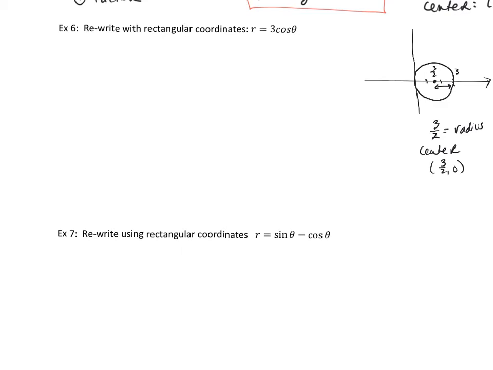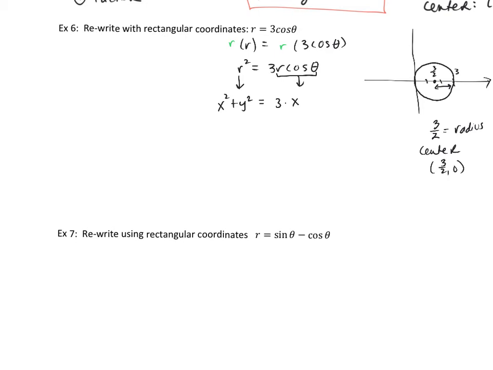Instead, we need the rectangular equation. All right, no problem. Use my strategy, multiply both sides by r. Then I have r squared is equal to 3r cosine theta. Using substitution, we get x squared plus y squared, that's equivalent to r squared. And then that would be 3 times x, because r cosine theta is equal to x.